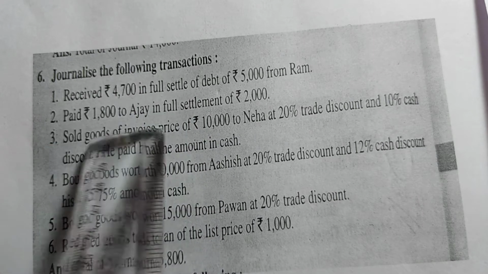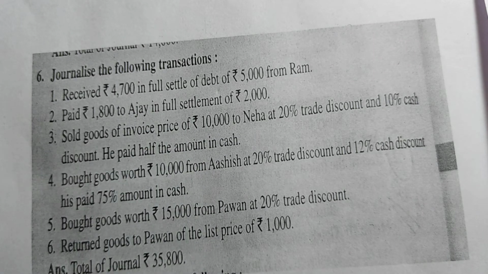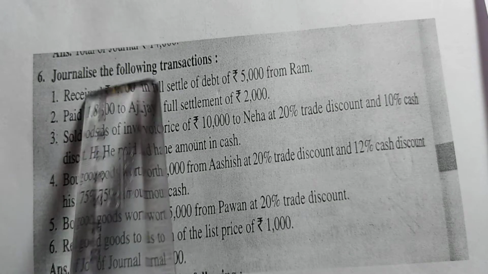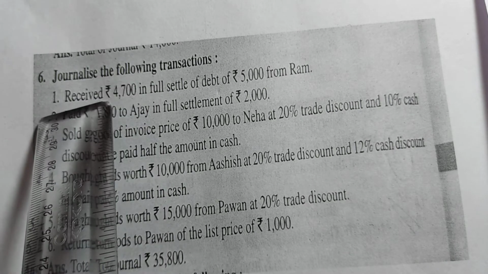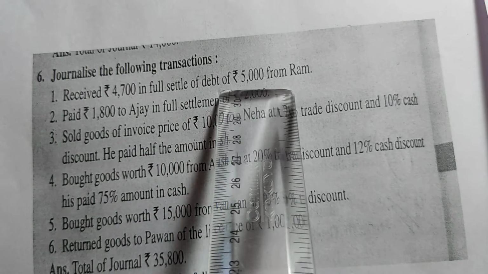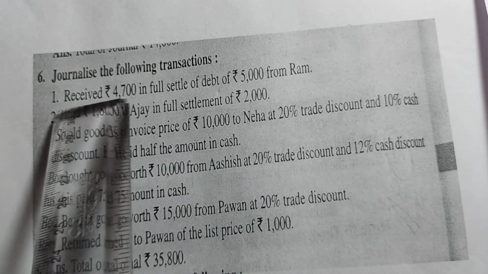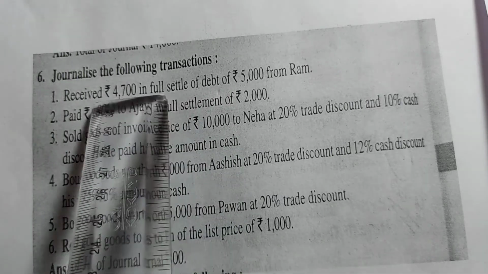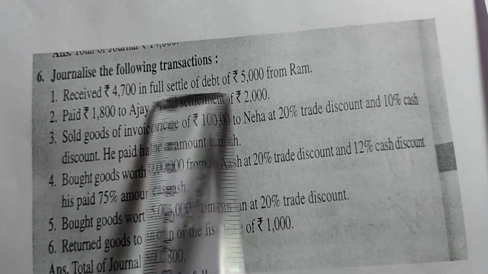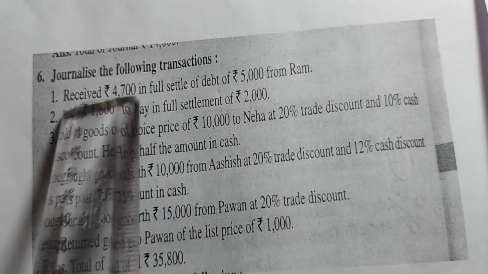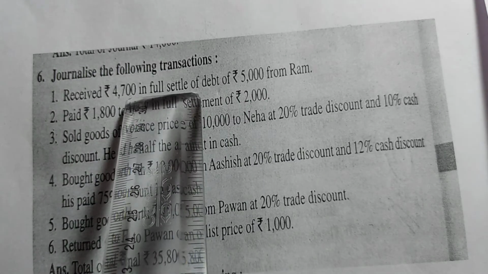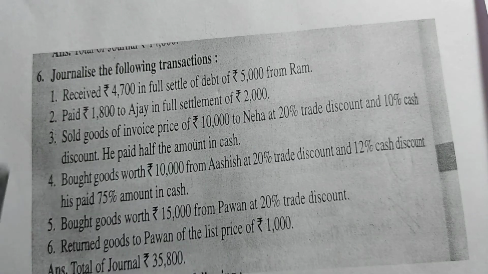Okay, so whenever the settlement is completed, that means full settlement is given, the difference amount will be considered as discount. Here we are receiving the amount, so cash will be debited, and Ram is giving, so Ram will be credited. And this discount is a loss for us because we are giving the discount, so discount will also be debited. Okay, cash and discount always come together.